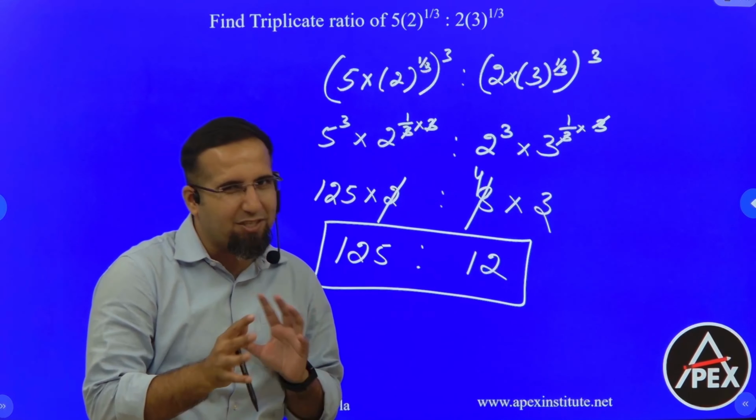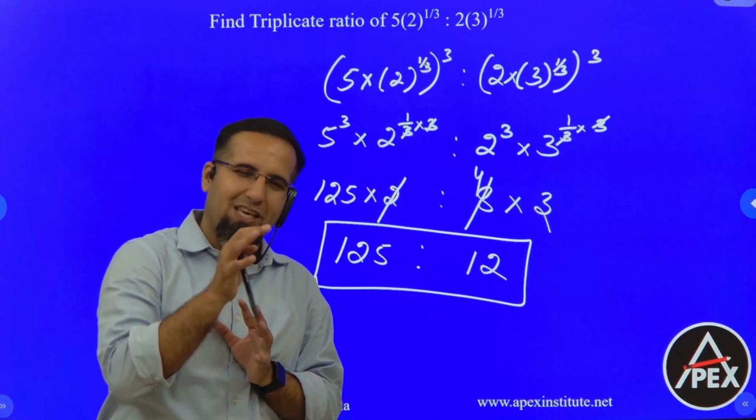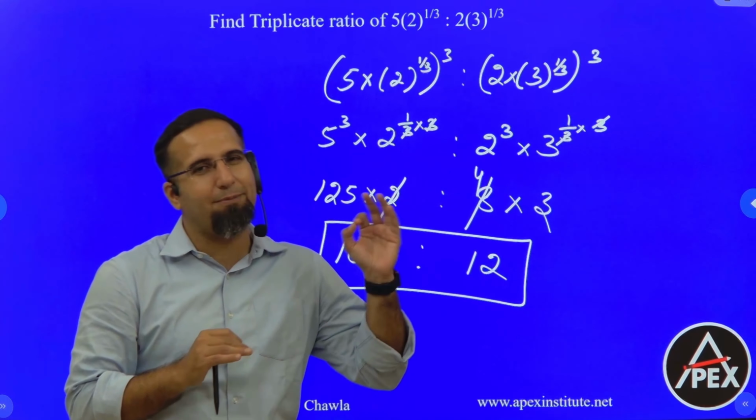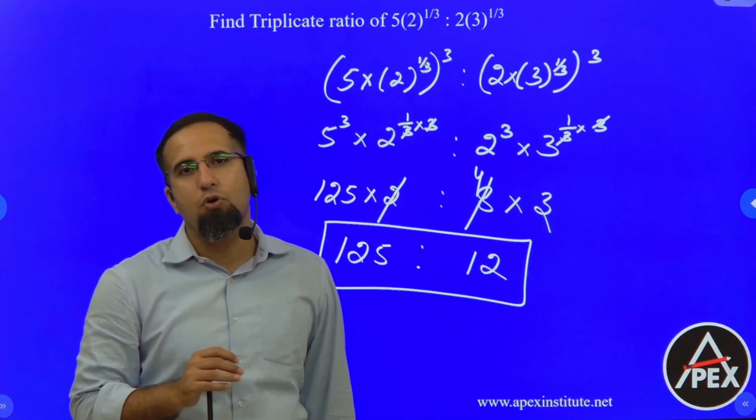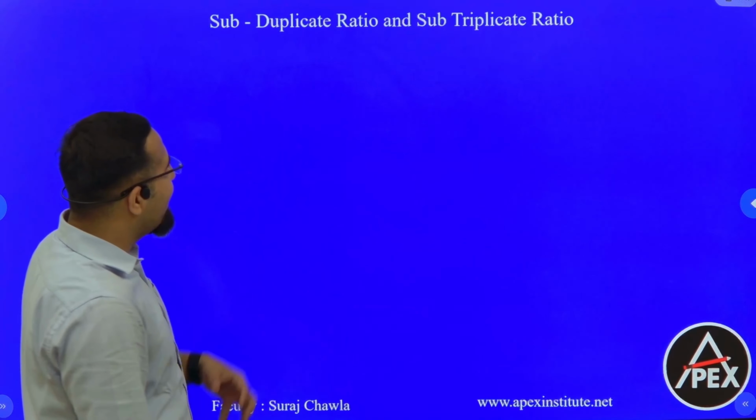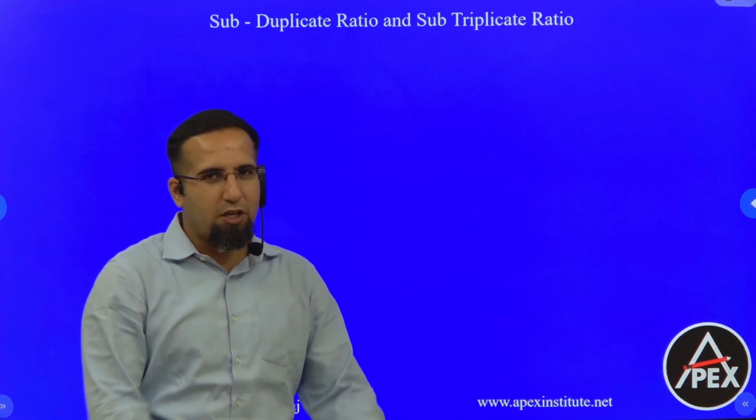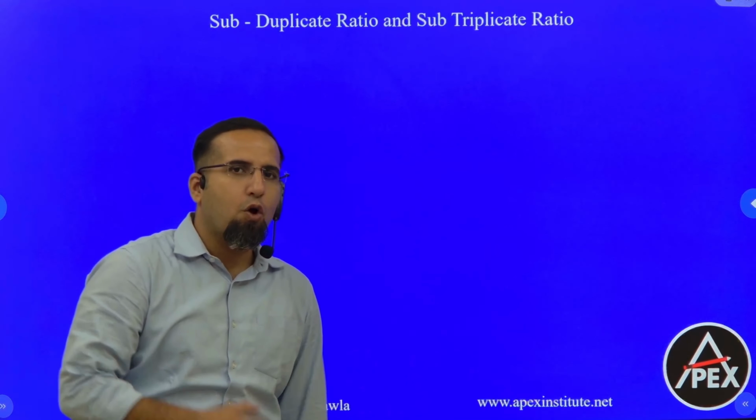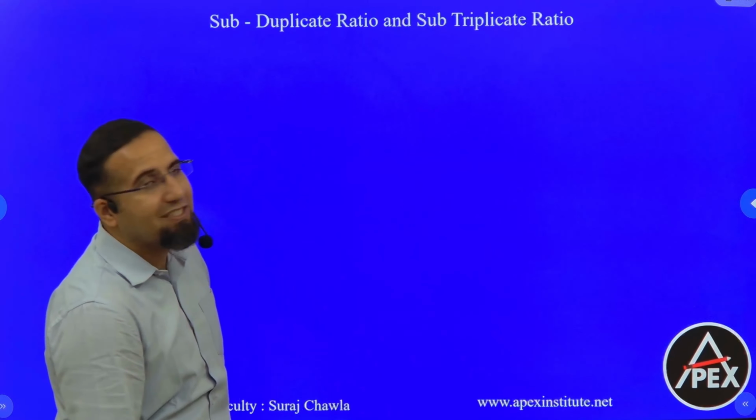So very simple questions on types of ratios. All you have to do is keep them in mind. If some easy exams, some easy questions come, you should be able to attack them in the least possible time, right? Now let's learn 2 more types of ratios. These are the last 2 types of ratios that we are learning. One is called subduplicate and one is called subtriplicate.